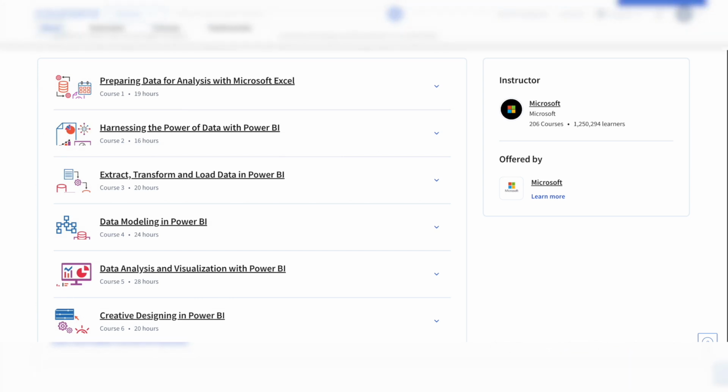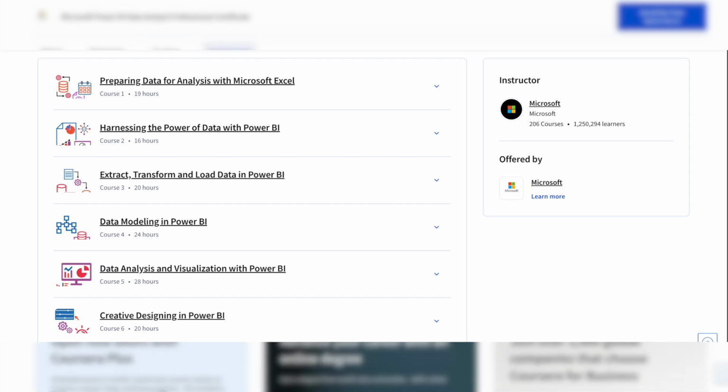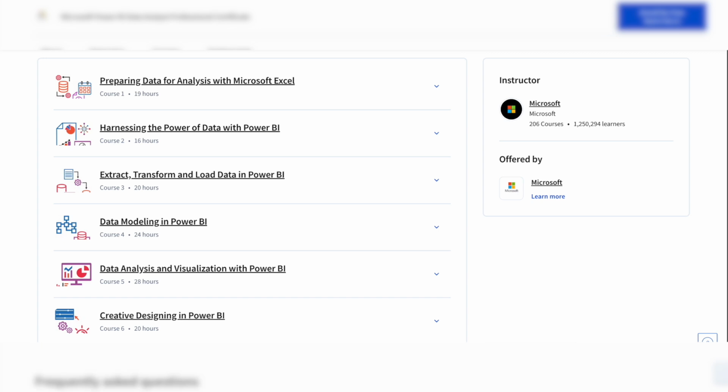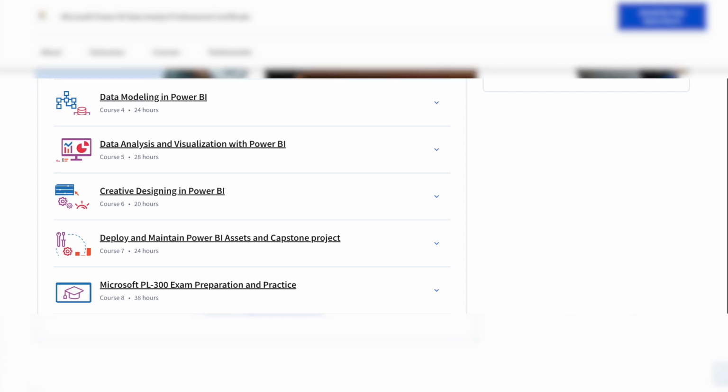Part 1, preparing data for analysis with Excel. Part 2, harnessing the power of data with Power BI. Part 3, extract, transform, and load data in Power BI. Part 4, data modeling. Part 5, data analysis and visualization. Part 6, creative design. Part 7, deploy and maintain Power BI assets and capstone project. Part 8, Microsoft PL300 exam preparation and practice.